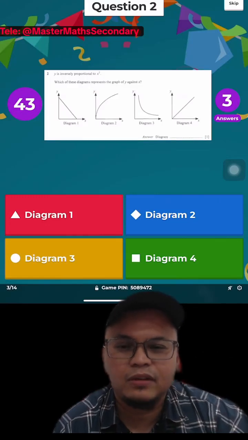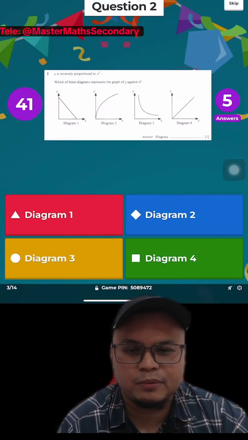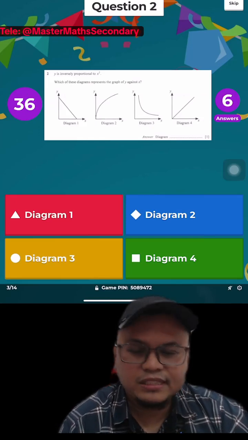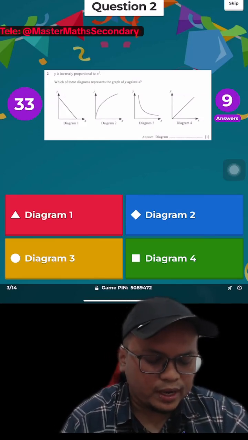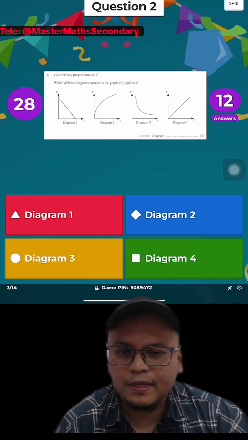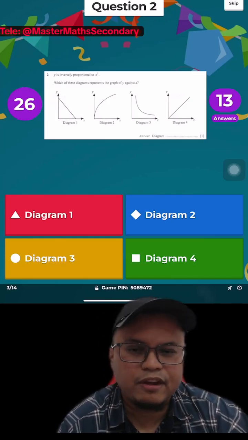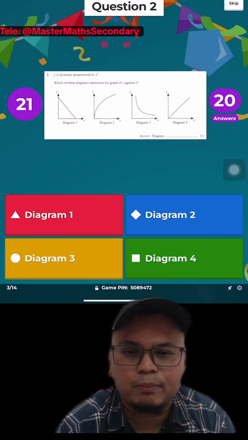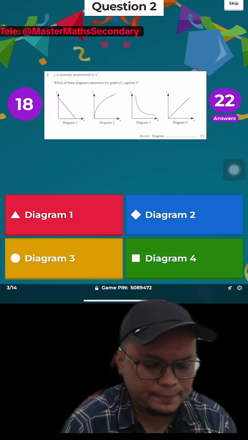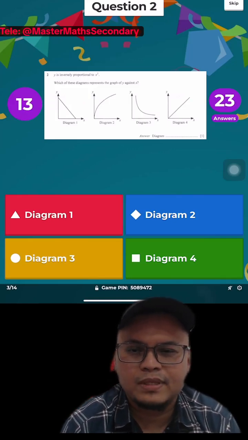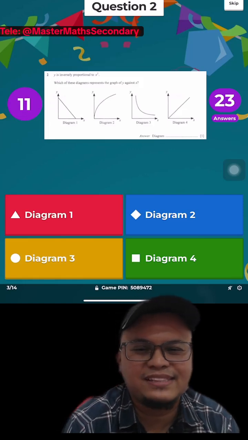By the way, we're actually going through the 2020 E-Math paper 1. All these are real past year papers from the 2020 E-Math paper 1. Now it says here that y is inversely proportional to x squared. Which of these diagrams represent the graph of y against x? Is it diagram 1, 2, 3 or 4? The key word here is that they are inversely proportional. Okay, you have about 10 seconds left, guys.